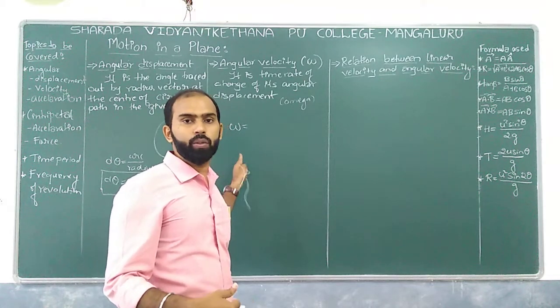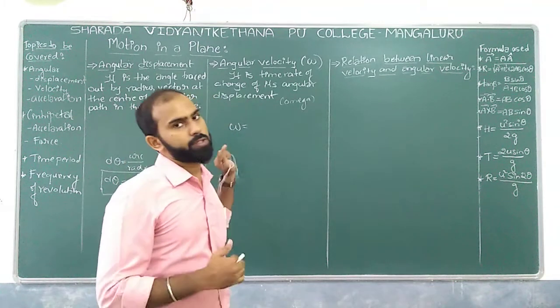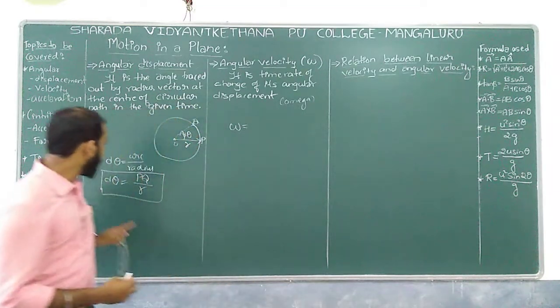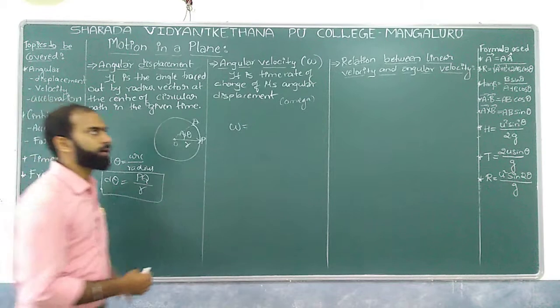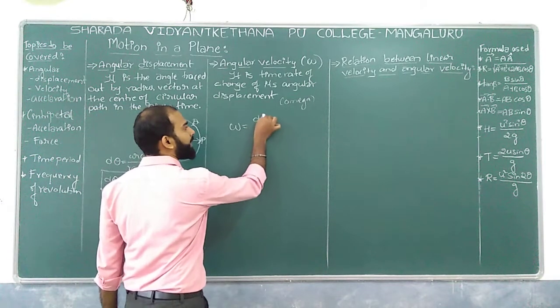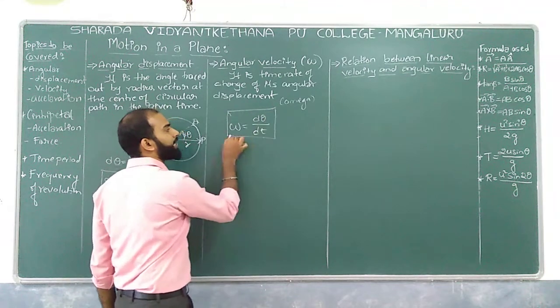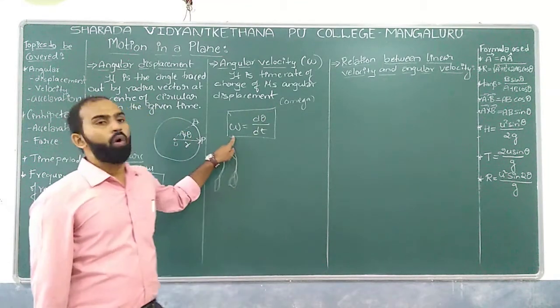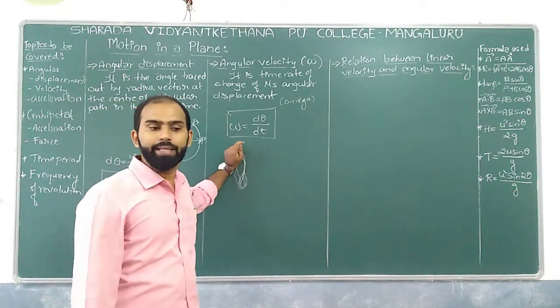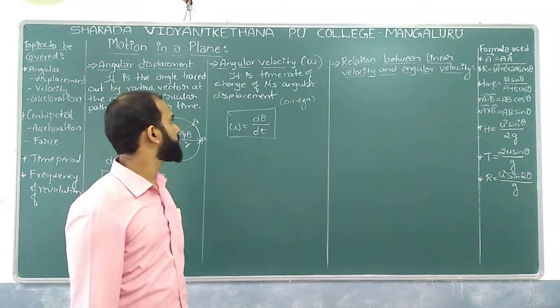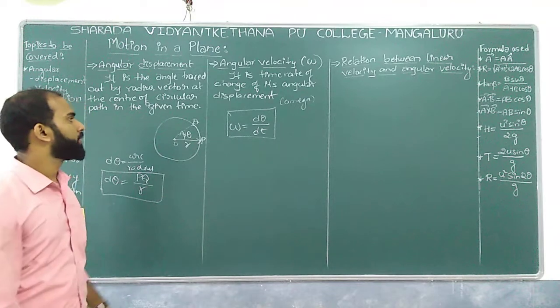Angular velocity is equal to angular displacement with respect to time. So what is the angular displacement we denoted? There is a d theta. So now we can have d theta divided by dt. So this is how exactly we are supposed to get omega is equal to d theta divided by dt. Okay? So this is how exactly we are supposed to do.